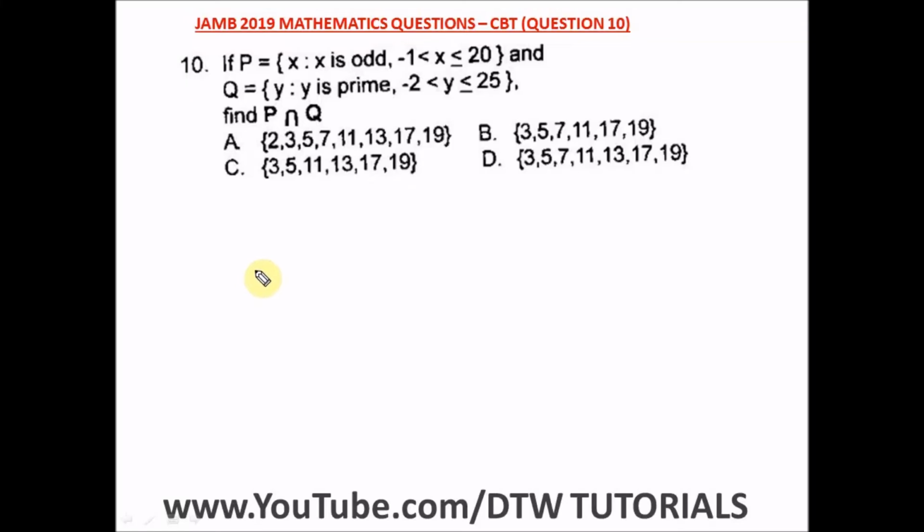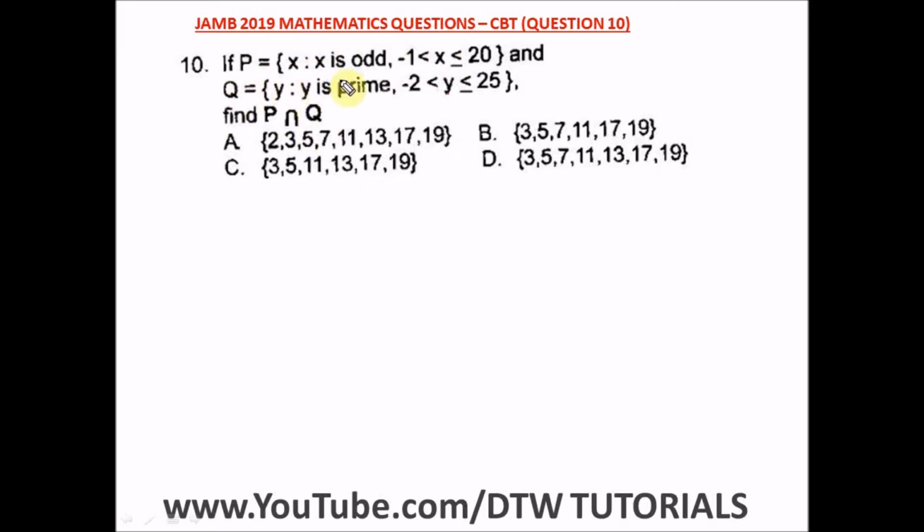Question 10 of the JAMB 2019 Mathematics Past Question, that's your UTME CBT exam. It says if P is equal to X, where X is an odd number, and X is greater than -1 and X is less than or equal to 20, and Q, where Y is prime, and Y is greater than -2 and is less than or equal to 25. Find P intersection Q.